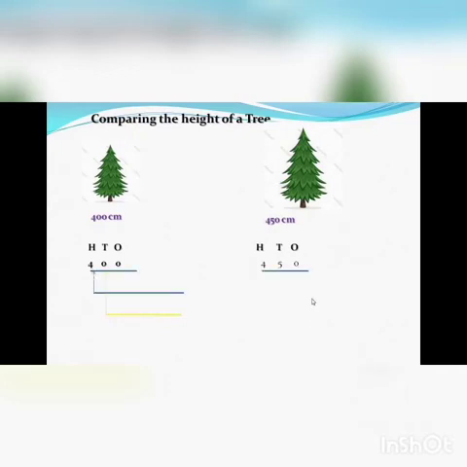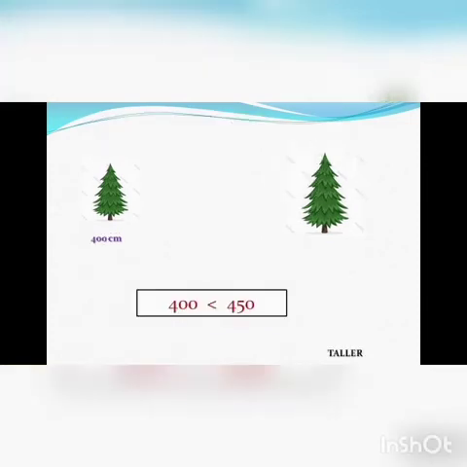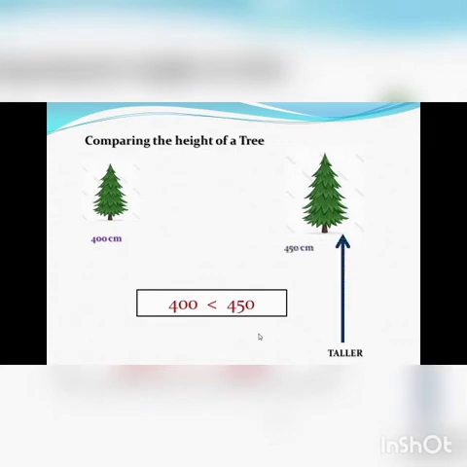We see that the digits at the hundreds place are same. So, compare the digit at the tens place. Here, 0 is less than 5. Hence, 400 is smaller than 450. Thus, tree 2 is taller than tree 1.